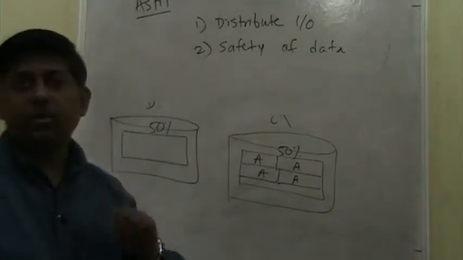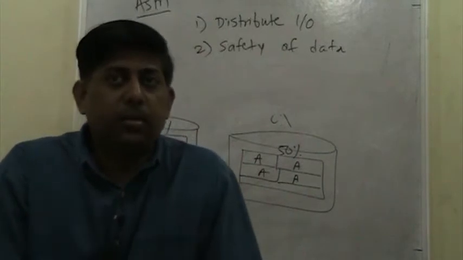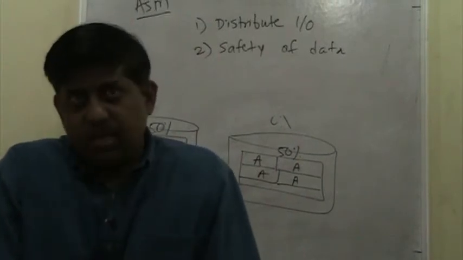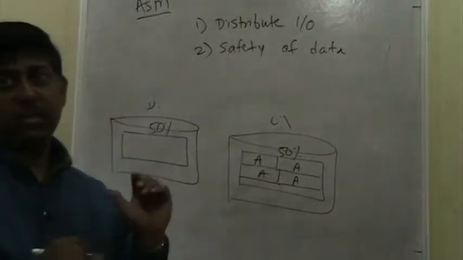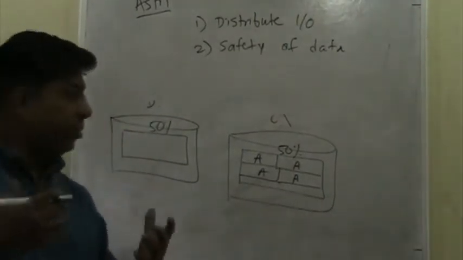Sorry to interrupt. How can we differ the distribution? It's done in Linux on file level, and in ASM it's done on segment basis. Segment basis, yeah.